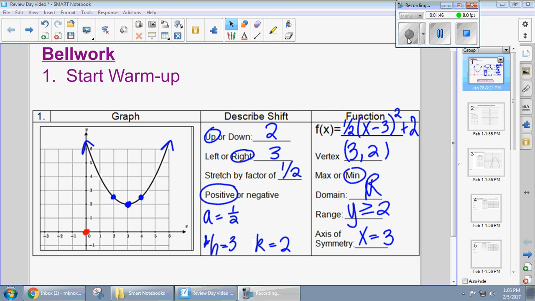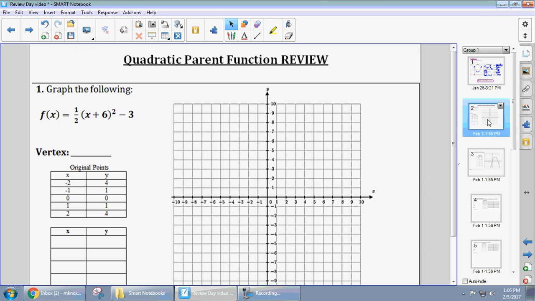Okay, go ahead and put your warm-ups away. You'll be turning those in tomorrow. And go ahead and get your review out on your desk. I'm going to do the first 2 problems with you, and then we'll be alternating problems so that you can do some of them on your own, but just wanted to go through a few of these before your test tomorrow.